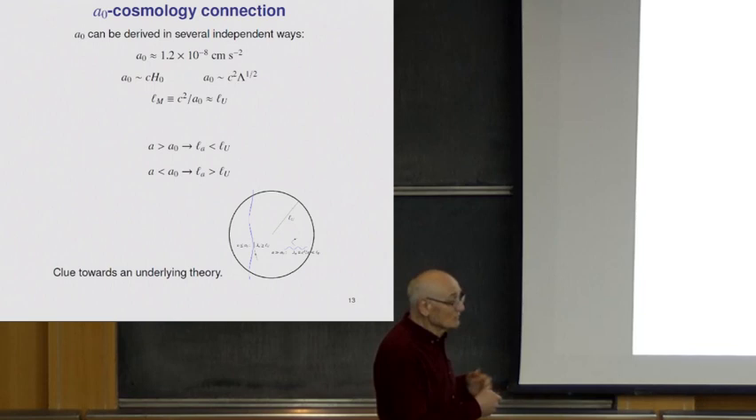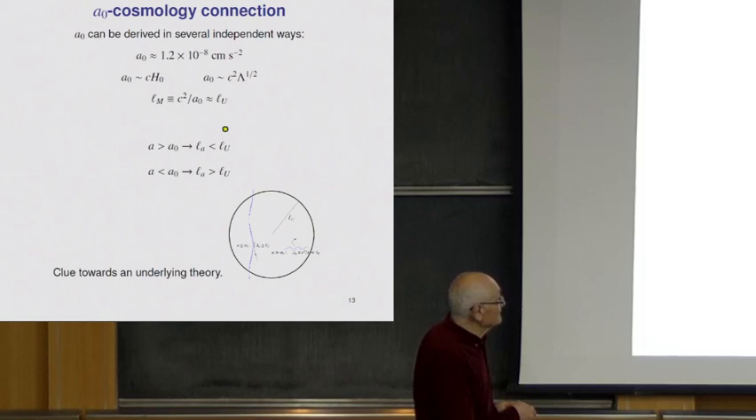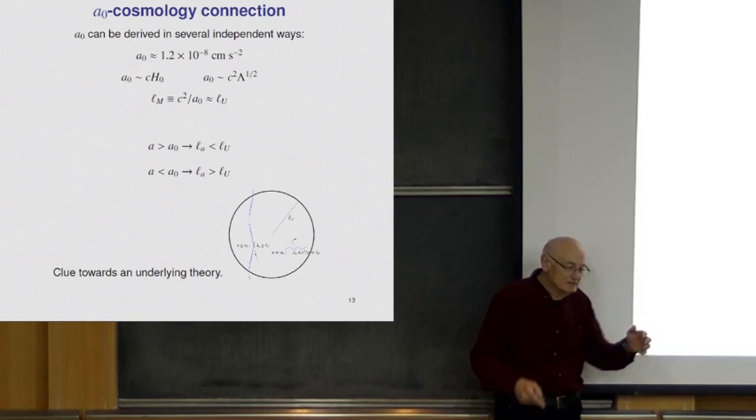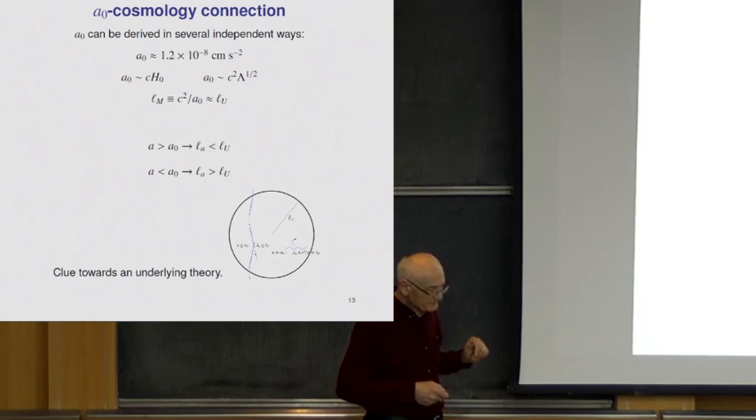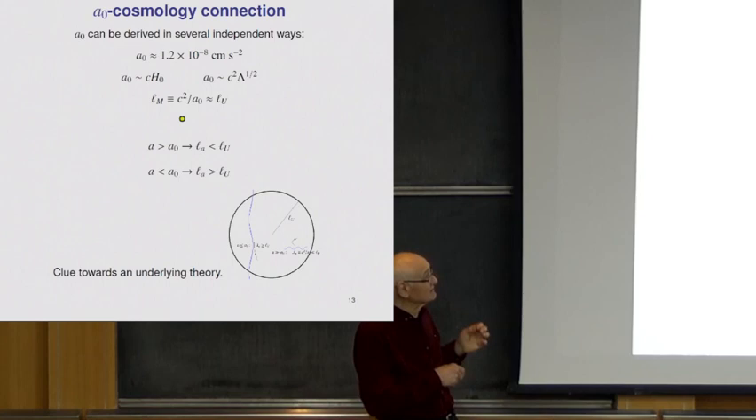On the other hand, if you have a system moving with acceleration a, it has attached to it some meaningful radius or some meaningful length, which is c squared over a, that appears in different contexts. I won't discuss it right now, but I just want to say that to say that you're dealing with an acceleration much larger than a naught means that this length that is attached to the acceleration is much smaller than the radius of the universe.